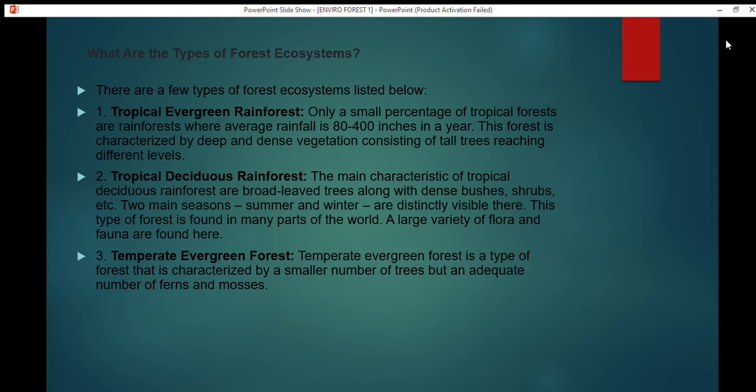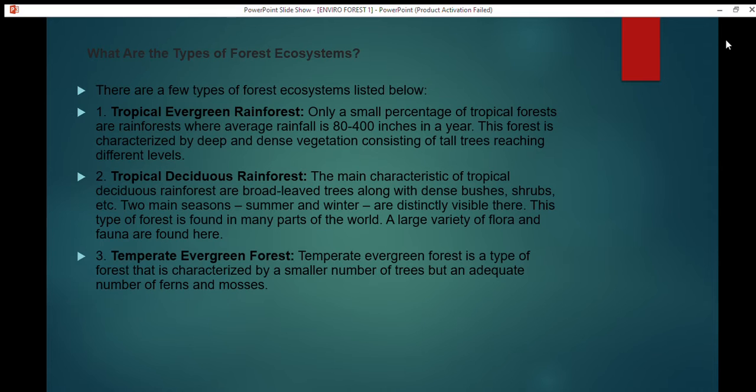What are the types of forest ecosystems? So in my research, I found three. They're the tropical evergreen, the tropical deciduous, and the temperate evergreen.